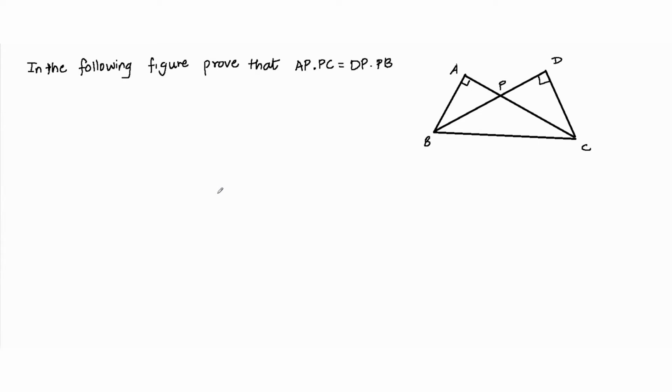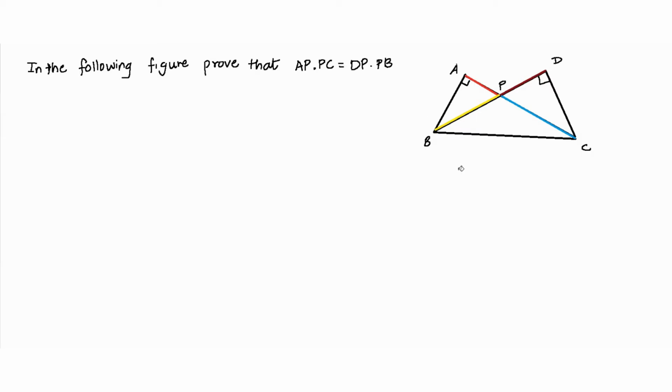In this question, we have to prove that AP multiplied by PC is equal to DP multiplied by PB. So let us quickly shade the sides. AP multiplied by PC is equal to DP multiplied by PB, right?